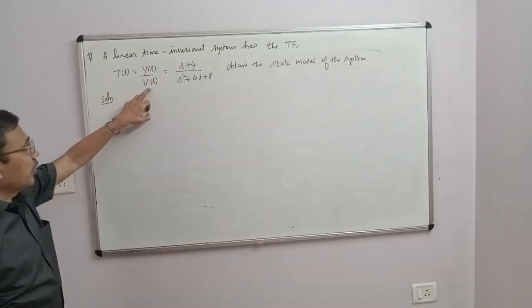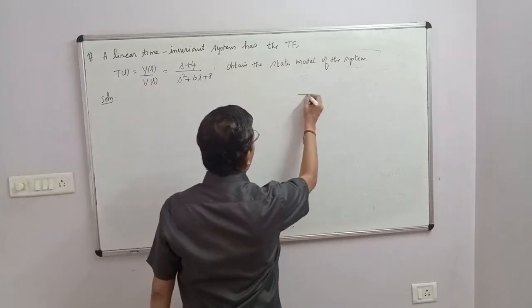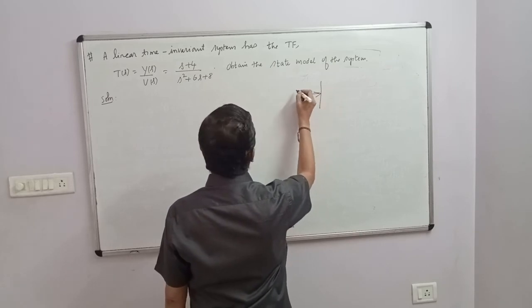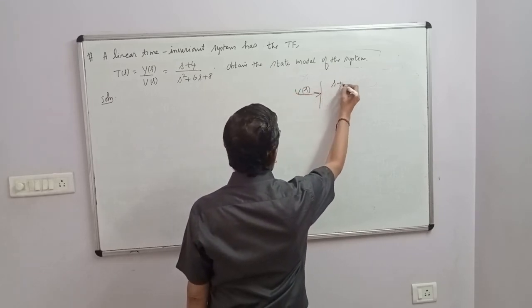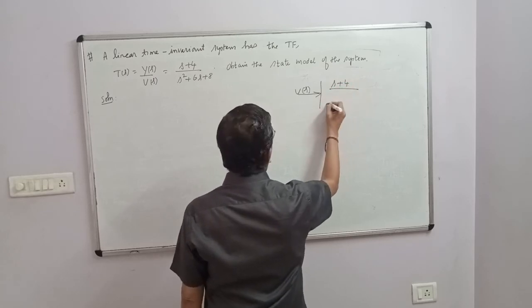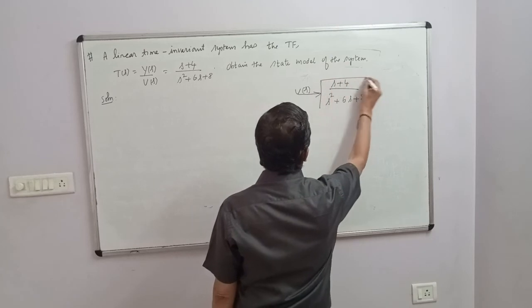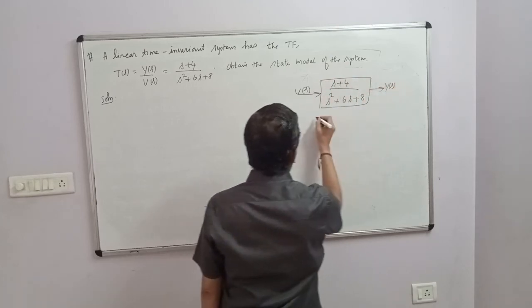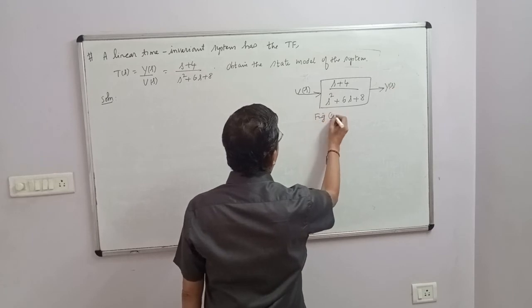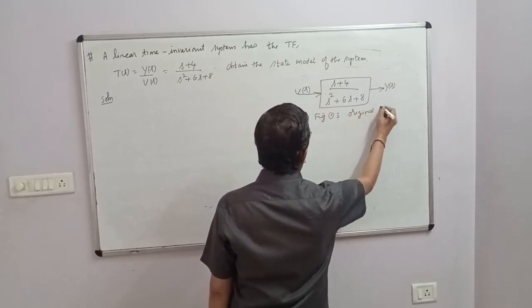Again, the transfer function has got zeros and poles. This is the original block diagram. Input is u of s. Inside the block, I'll write the transfer function s plus 4 divided by s square plus 6s plus 8. Output is y of s. This is figure 1, which represents the original block diagram.